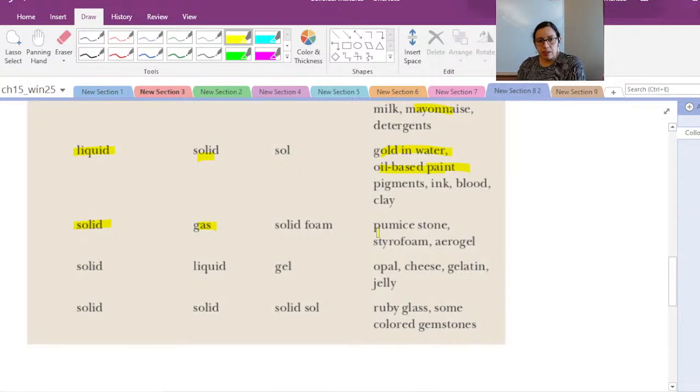Solid gas, so that would be a pumice stone example. Solid liquid would be like gelatin and cheese. And of course, solid, right, little impurities give rise to colored gemstones.